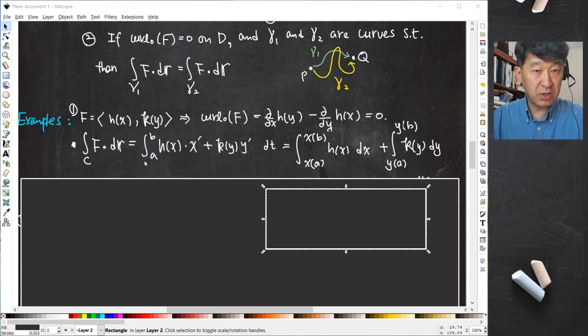Because this curve is supposed to be a closed curve, if you start at whatever the point and then come back to that point, even though the parameter t equals a and t equals b are different, the point is the same. So x(a) and x(b) and y(a) and y(b) are all the same. So it's going from the same point to the same point. The integral must be 0.